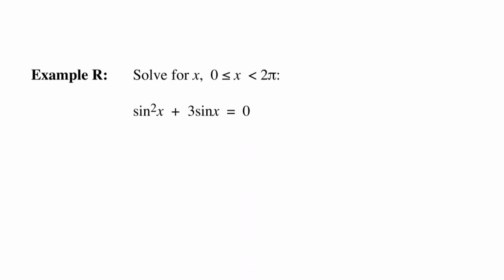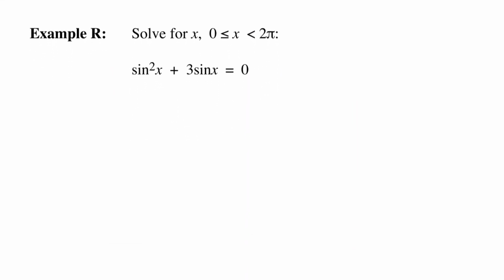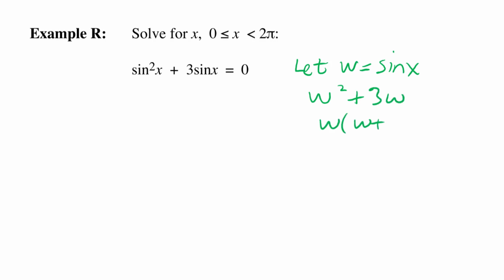Okay, in this example, we have sine squared x plus 3 sine x equals 0, and we'll let w equal the sine x. Then we have w squared plus 3w. By the way, you don't need to let w equal the value. If you can factor without doing the let w equal, that's fine. You just need to be able to factor it correctly. Here, the left side factors into sine x times the quantity sine x plus 3.